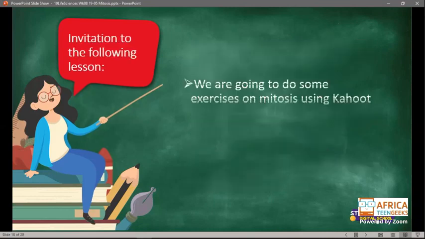So guys, tomorrow we are going to do some exercises on mitosis using Kahoot. So if you have 2 devices, then you are good to go. We are going to use Kahoot for our exercise tomorrow. I'm going to do exercises on mitosis.